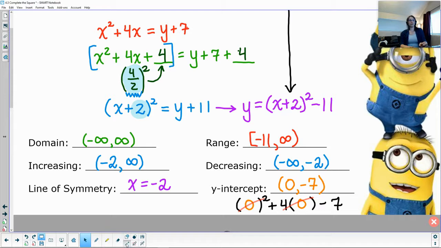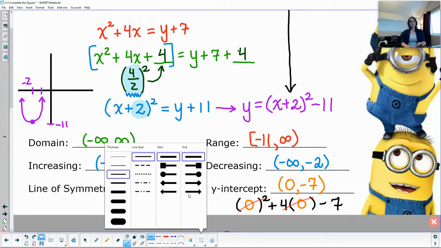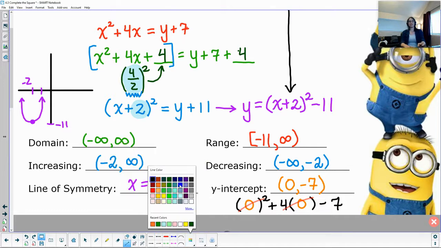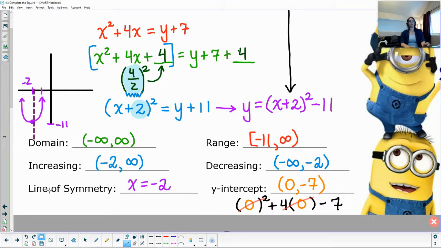So hopefully all your answers look something kind of like that. Again, if you'd like to do a sketch, you can always do that. I recommend a sketch if you're somebody that likes them, just because I think it makes them a little bit nicer. So here's that line of symmetry so you can see exactly where I got that from.